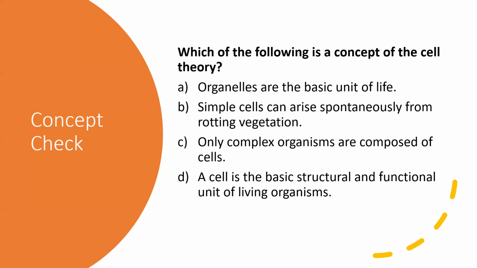A cell is a basic structural and functional unit of living things. The other three are not correct. Organelles are not the basic unit of life. Cells are. Simple cells arise spontaneously from rotting vegetation? No. To get new cells, we need division of pre-existing cells. And not just complex organisms, all living organisms are composed of cells.